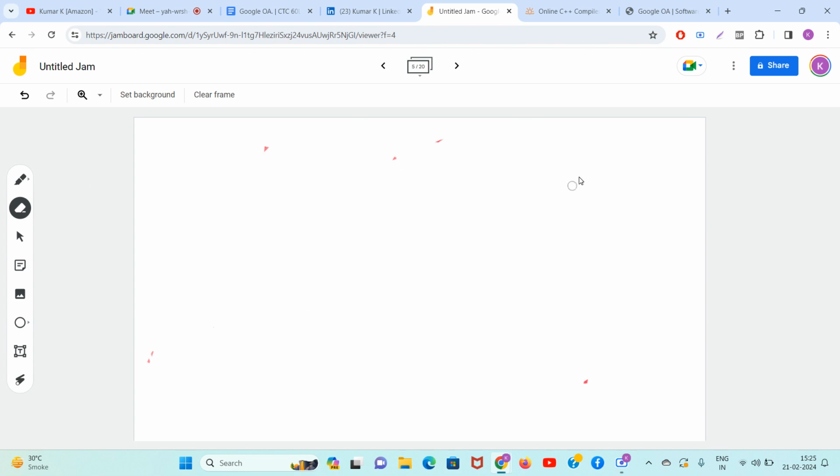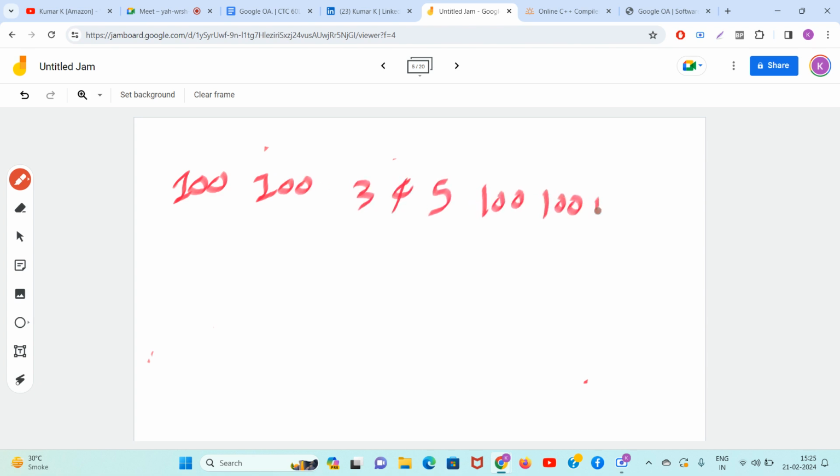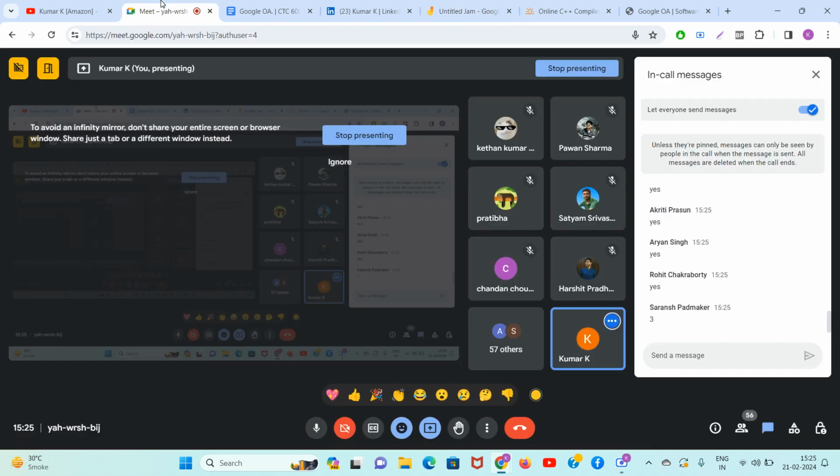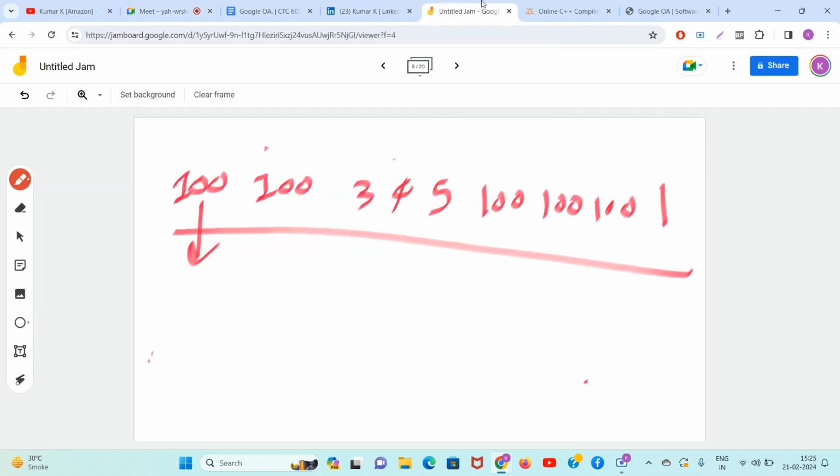Guys, please tell me the C value at each step of the dry run, okay? So, 100, 100, 3, 4, 5, 100, 100, 100, 1. What will be the value of C here? Tell me everyone in the chat. 0. अरे 3 कौन लिख रहा है सरांज? कहाँ से आ रहे हो 3? Final answer is 0.